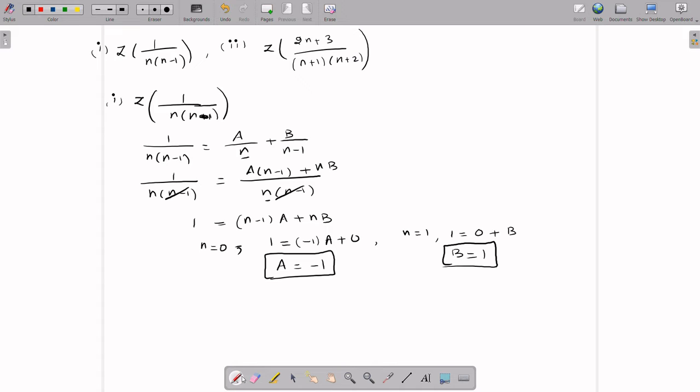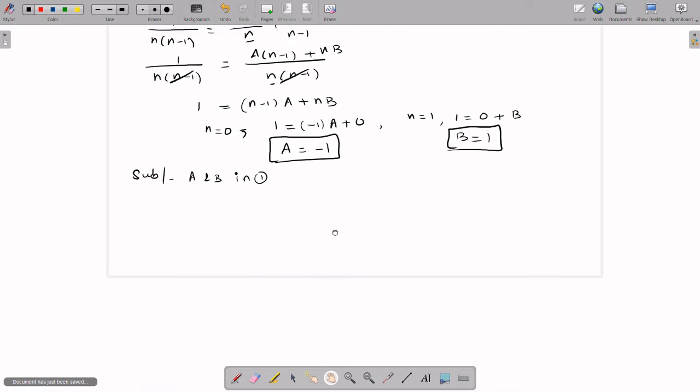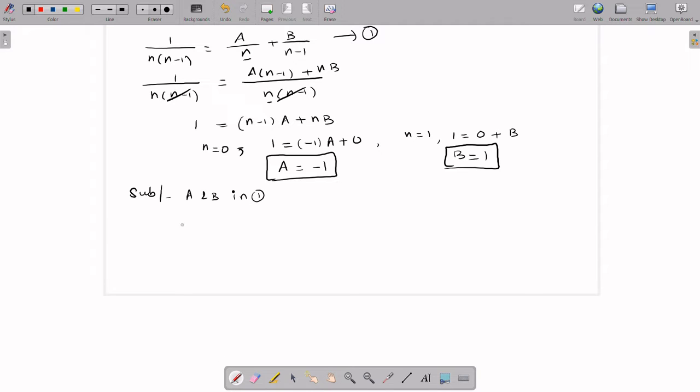Now we have to substitute these values of a and b in this equation. Number this equation as 1. Substituting a and b in equation 1, we get 1 by n into n minus 1 is equal to the value of a, minus 1 by n, plus the value of b, 1 by n minus 1. Or you can write the positive term first and the negative term second: 1 by n minus 1 minus 1 by n.